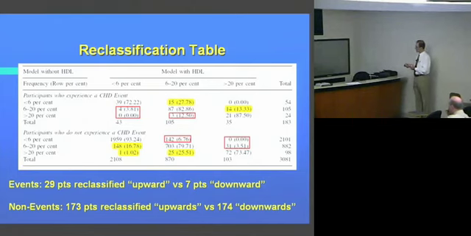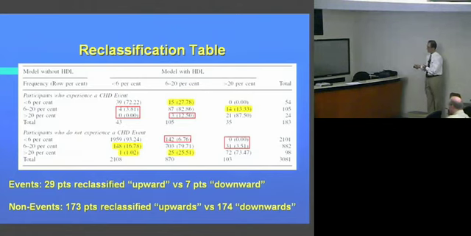But counterbalancing that, there are some people who moved in the wrong direction. Four people who had an event moved down from intermediate to low, and 3 moved down from high to intermediate. If you compare the two, there are 29 who moved up in the right way and 7 who moved down in the wrong way. Well, that's good.